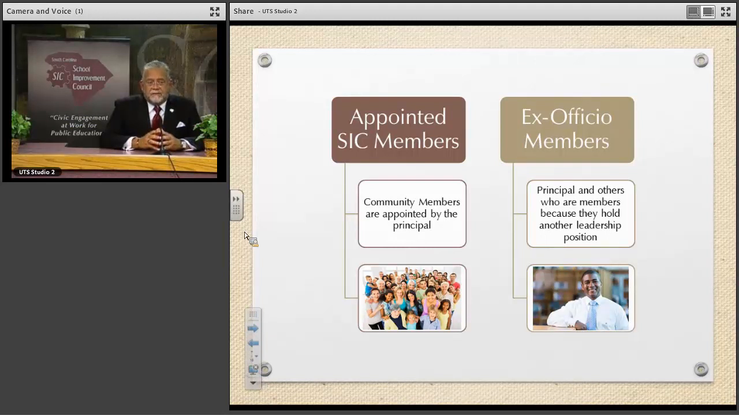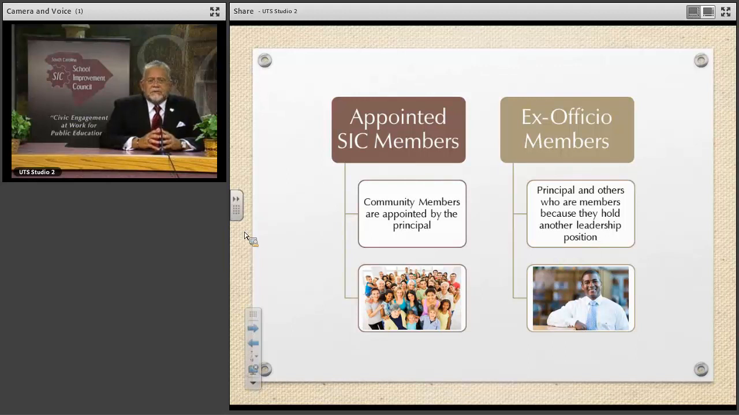If your SIC is finding it hard to get community members to make a 2-year commitment, you may want to consider reducing the term to 1 year. Whatever you decide, it should be included in your SIC's bylaws.